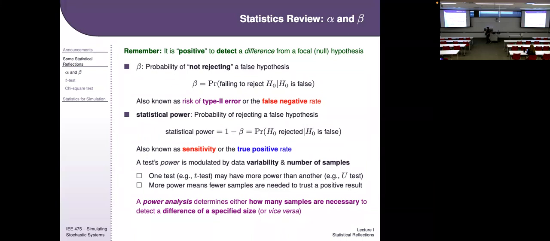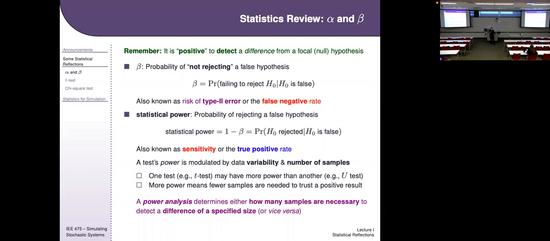Test power is modulated by the variability of your data. If the data you get are really variable, that's going to give a lower power result unless you increase the samples. So for a given test, if you sample more, you'll get more power. Or if you can redesign your experiment to have less variability, and we'll see an example of how you do that in just a little bit. If you can reduce the variability in your design or increase your samples, you will get more power out for the same test.